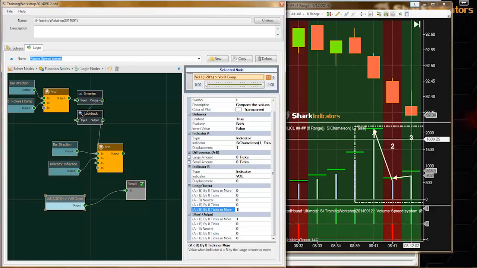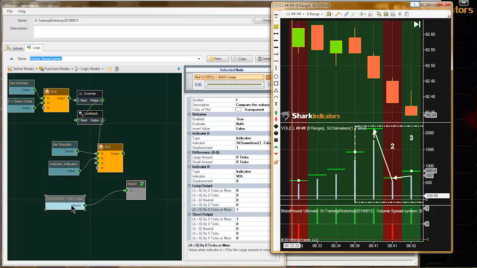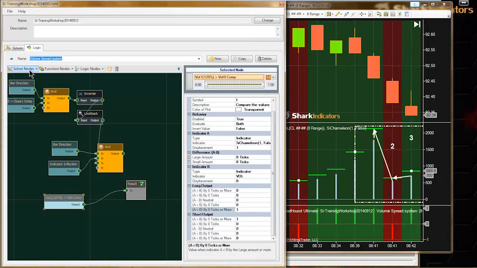So now let's work on building a comparison of bar 3, volume bar 3 to volume bar 2. So we want to make sure that the volume of bar 3 is greater than the 120% volume of bar 2. Right? So we're comparing volume to Chameleon's green hash mark. So let's grab another comparison solver.